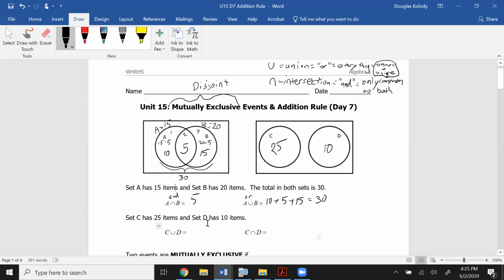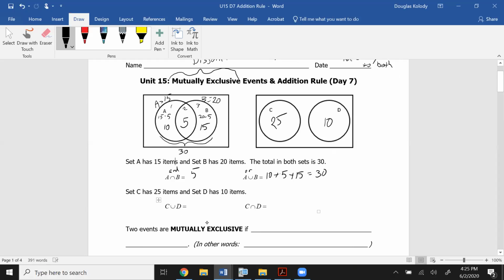How many numbers are part of C or D? Well, that's just 25 plus 10. Or means anything, or means everything. So 25 plus 10 equals 35. How many are part of C and D? Well, is there any overlap right here? No, there's no overlap. So C and D is just 0.